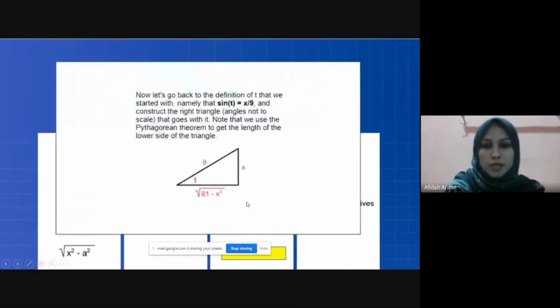For example, like the previous session, you have to use the Pythagoras theorem to find the value of a, the value of b, and the value of c by using the equation c squared equals a squared plus b squared, right?